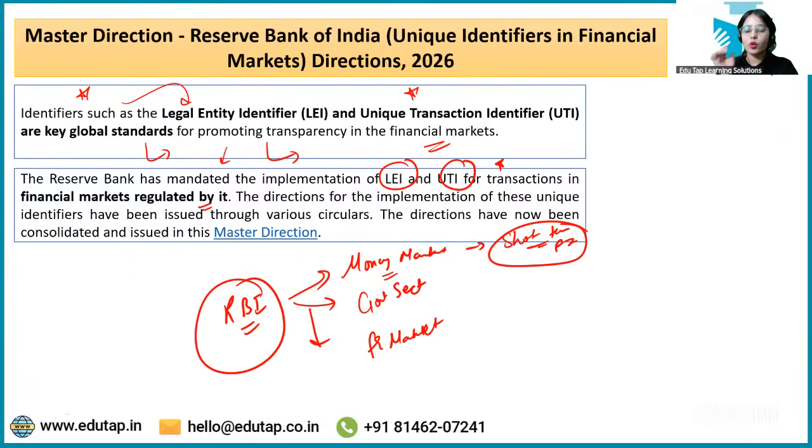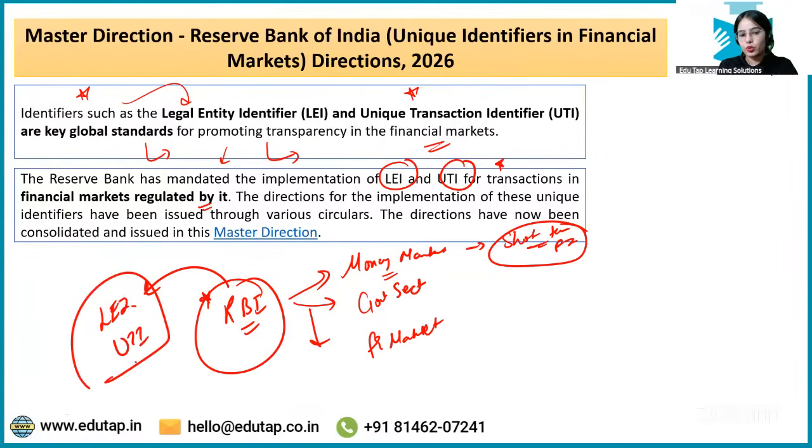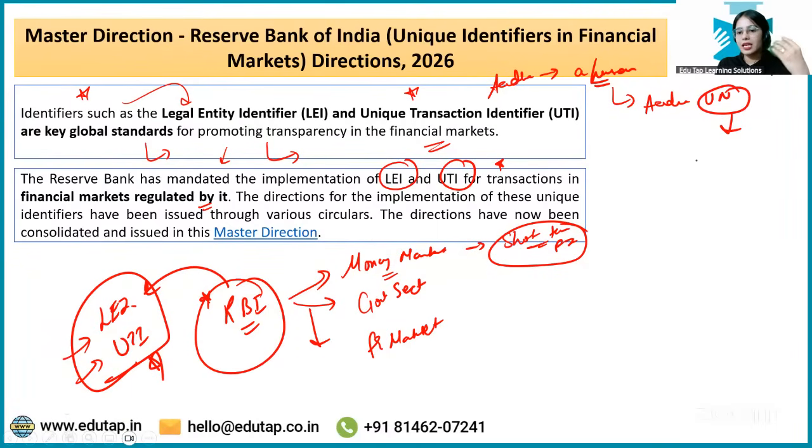So RBI has said that in all the markets regulated by it, the LEI and UTI should compulsorily be used. What is this LEI? What is this UTI? You will understand this in detail, but basically these are identifiers. Like the Aadhaar card is the identifier for you, it is your identity, basically. The Aadhaar number is a unique number that helps in identifying a person as a citizen of India.